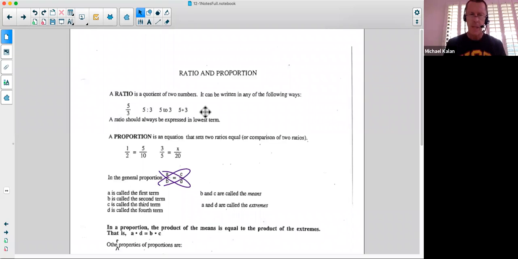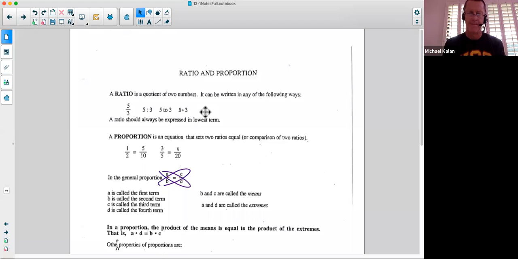Okay, now in a proportion, let's say we had a over b equals c over d. a, which is in the upper left, is called the first term. b is the second term in the bottom left, c in the upper right is the third term, and d in the bottom right is the fourth term. Now, we're going to think of b and c as the means, and a and d as the extremes.